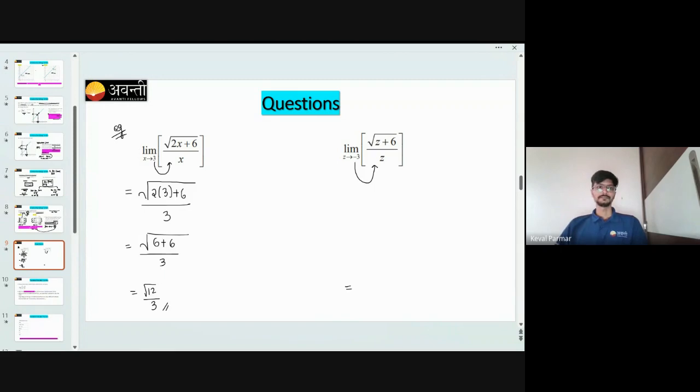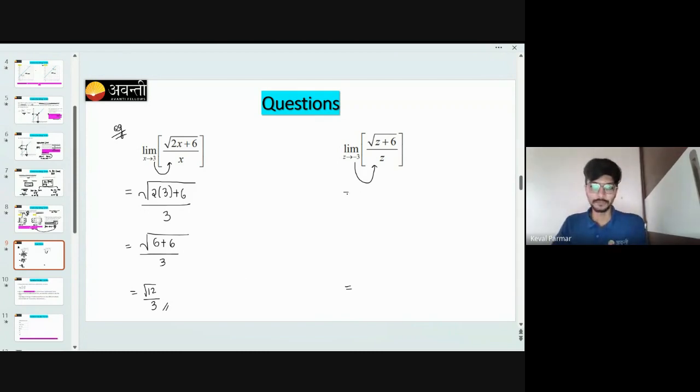Still waiting. You can calculate it orally. Just substitute z equal to minus 3 in the function. If you get an answer, you can unmute and say. One upon root 3. Okay.